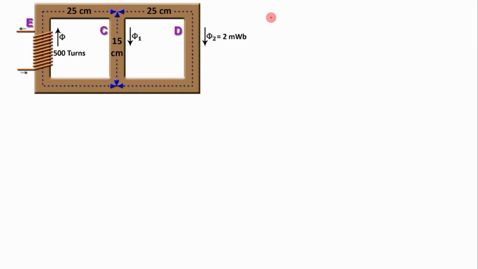Similarly, flux density in path D is equal to phi 2 divided by the area of cross section, that is B2 is equal to phi 2 divided by area of cross section. Phi 2 is 2 milliweber, that is 2 into 10 raised to minus 3, divided by area of cross section 4 into 10 raised to minus 4. This is equal to 5 Weber per meter square.